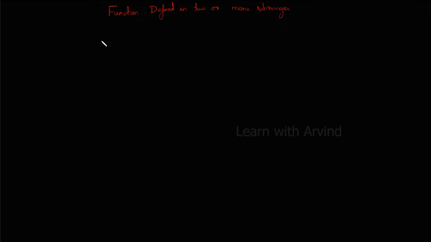In this video, we will be discussing Fourier series in which a function is defined in two or more subranges. If you have a function and it is defined in two ranges instead of a single interval, this is what we mean by a function defined in two or more subranges.